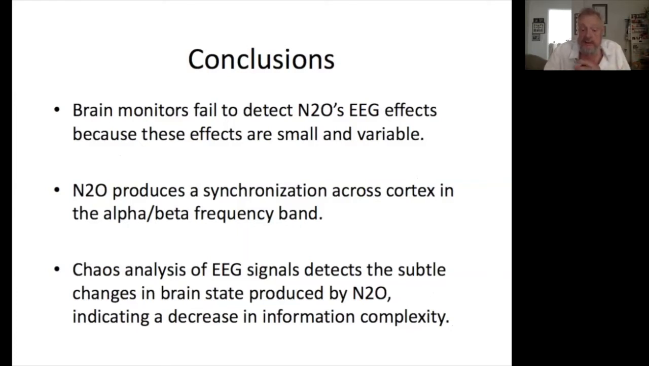We got highly significant changes across the 3 conditions we looked at, and it indicates that nitrous, like other sedatives and hypnotics, is decreasing the complexity of the EEG signal, reflecting a loss of information, content, or processing in the brain.